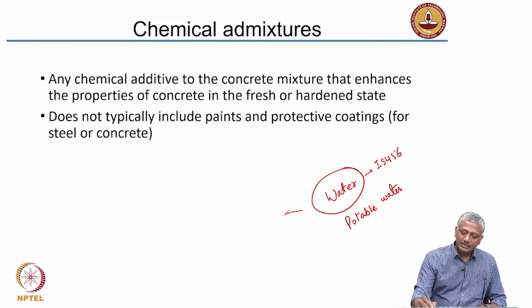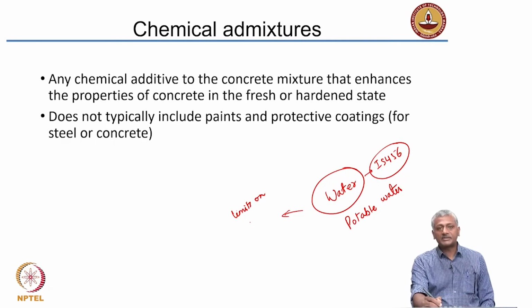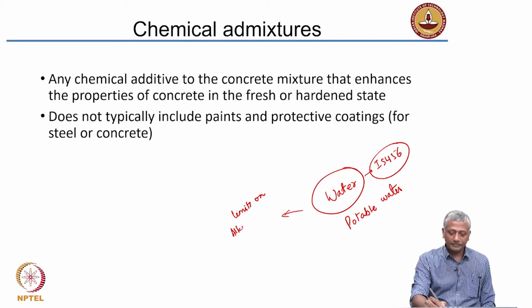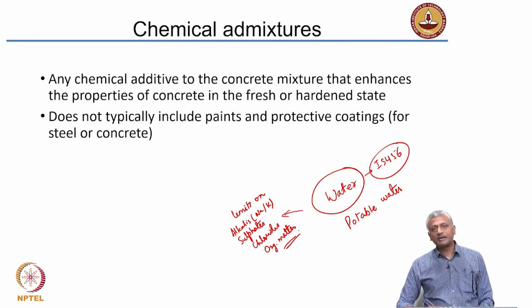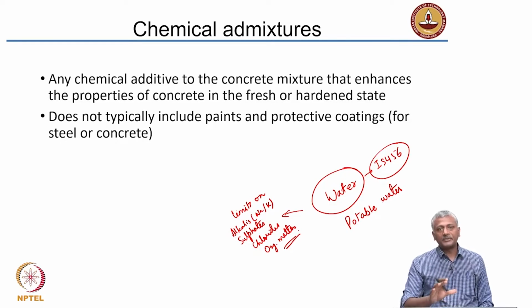Then in IS 456 there are clearly limits prescribed on the harmful ingredients that may be present inside the water, like alkalis, sodium, potassium, etc., sulfates and chlorides, and also organic matter. So, all that needs to be restricted. If you do not have a source of potable water and you have another source, let us say your bore water that you have in your locality, you want to use that for construction, then you need to ensure that the water is tested appropriately and you have good quality water that satisfies the limits that are given in this standard.